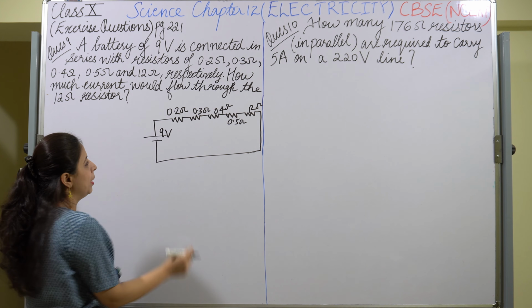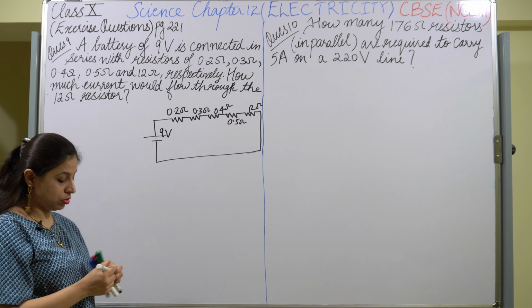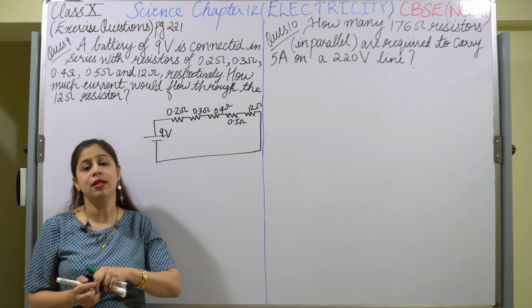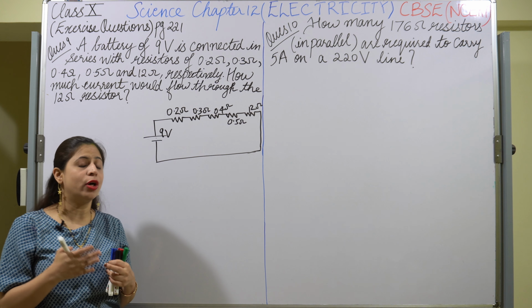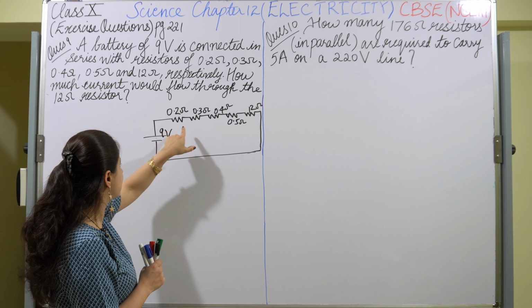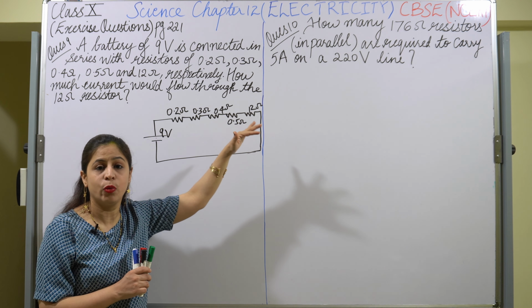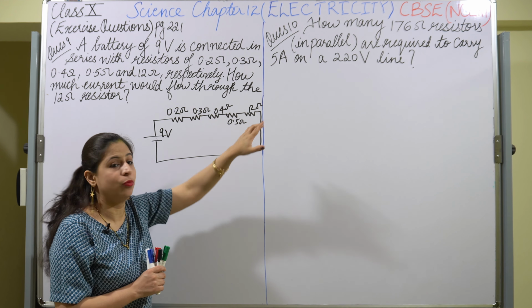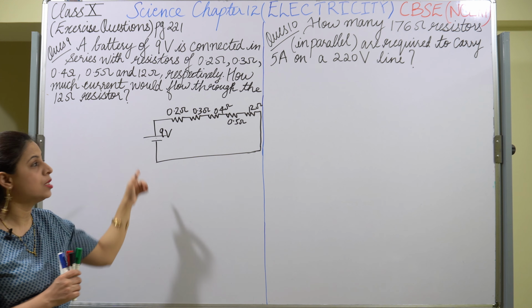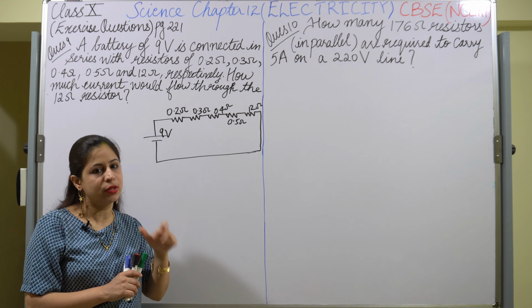But one thing to be noticed here is that all the resistors are connected in series. So current is not divided in series. Whatever current flows through this resistor, that same amount of current will be flowing through the 12 ohm resistor. The total current will be flowing through this circuit. So first we need to find the total resistance.